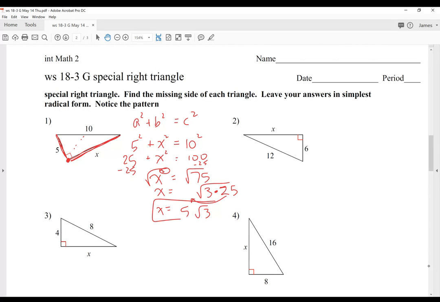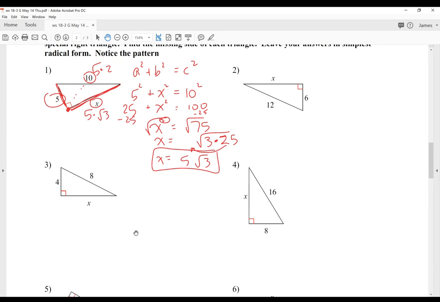And that's the answer. So what is the number for x? It's 5 square root of 3. So if you notice, this is 5, and this is 5 square root of 3, and this is 5 times 2. So they all have 5. 5, 5, 5. Just like in a 45, 45, 90 triangle, you get the same number, 5, 5, and then 5 square root of 2. Well, instead of 5 square root of 2, you have 5, 5 square root of 3, and 5 times square root of 4. That's the pattern.